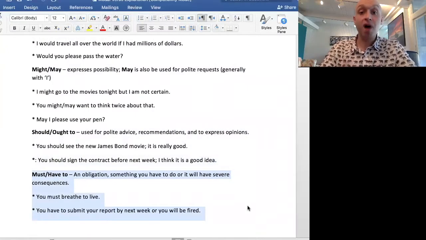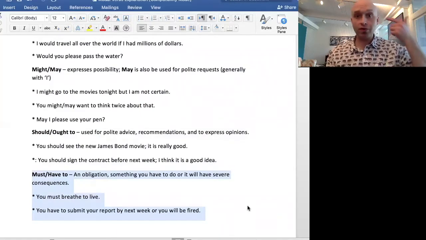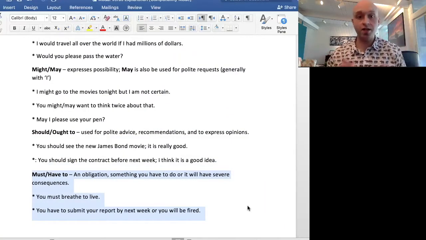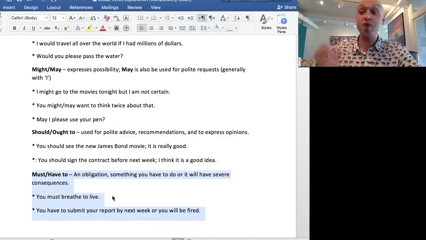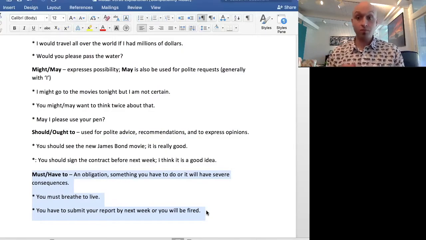Finalmente, a gente tem must e have to. E geralmente são sinônimos. Mas se alguém botou uma arma para minha cabeça, eu falaria must é mais urgente que have to. Porém, os dois são you have to do it. You must do it. Primeiro exemplo. You must breathe to live. Você tem que respirar para sobreviver, né? You must breathe to live. You have to submit your report by next week or you're fired. Mostrando que se você não faz essa ação, vai ter uma consequência grande.